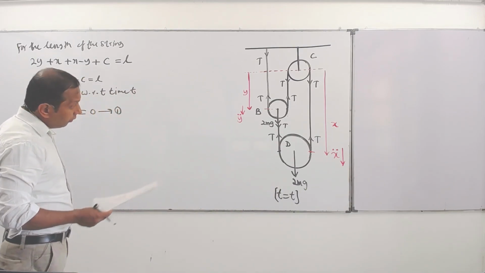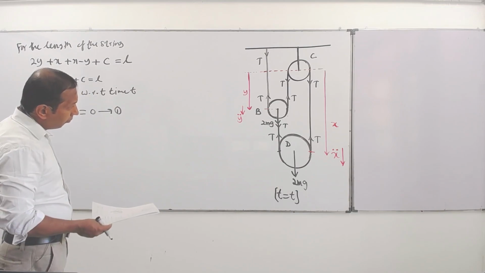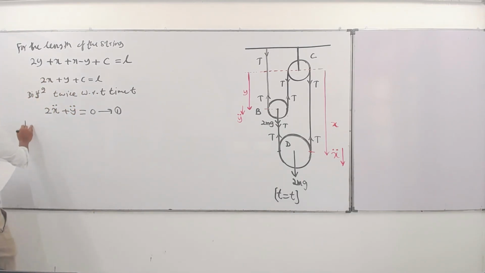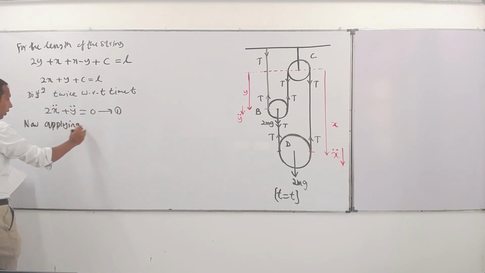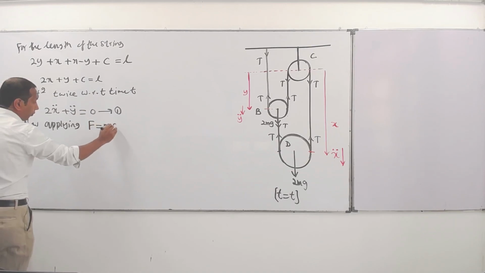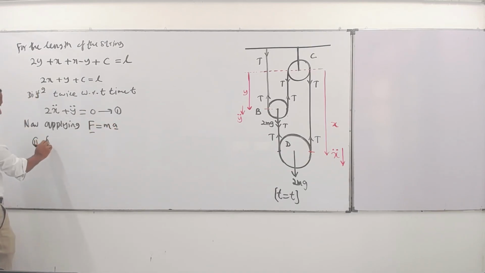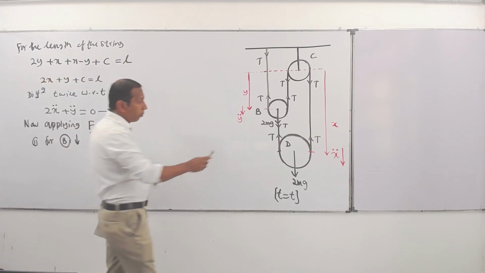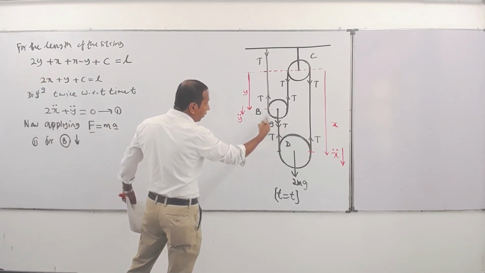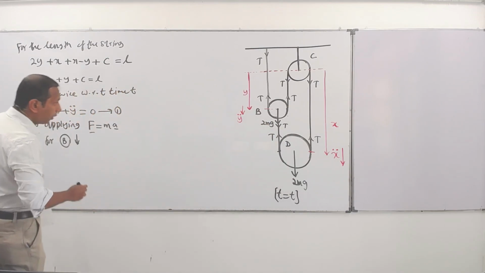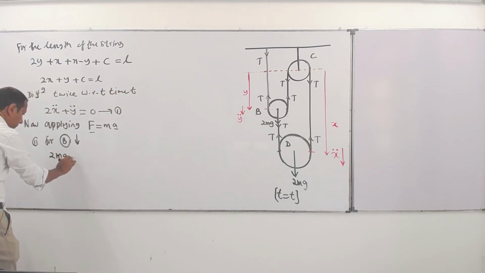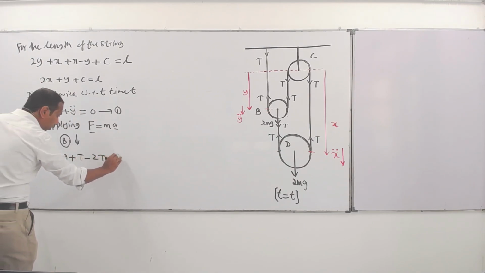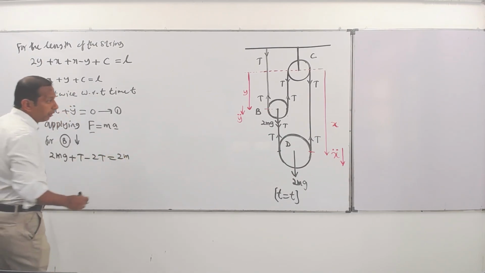Now we can apply F equals ma for this D and B, right? Now applying F equals ma, number 1 for B, downward. What are the forces acting downward? 2mg plus T downward. Upwards, T and T, 2T. We get 2mg plus T minus 2T equals 2m is the mass. Expression is y double dot.